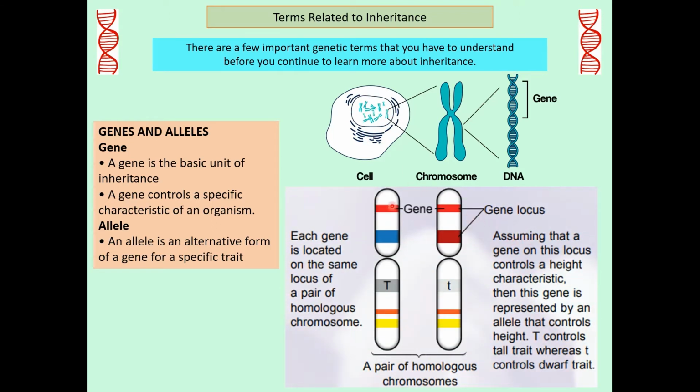This is a pair of homologous chromosomes. This is the gene locus. There are 1, 2, 3, 4, 5 gene loci in these homologous chromosomes. So each gene is located on the same locus of a pair of homologous chromosomes. Assuming that genes on this locus control a height characteristic, then this gene is represented by an allele that controls height. Capital letter T controls the tall trait, whereas small letter t controls the dwarf trait. So this controls the dominant trait, and this controls the recessive trait.